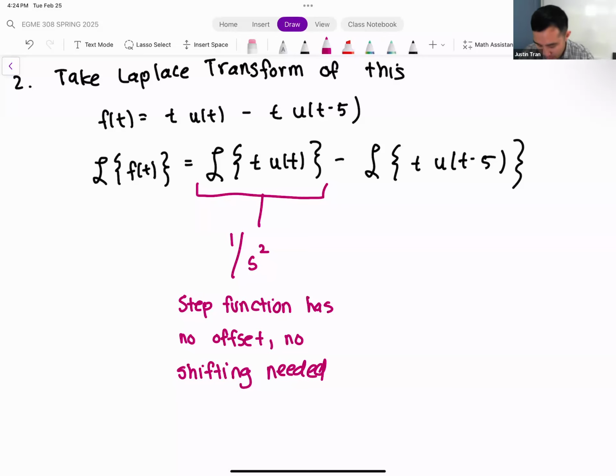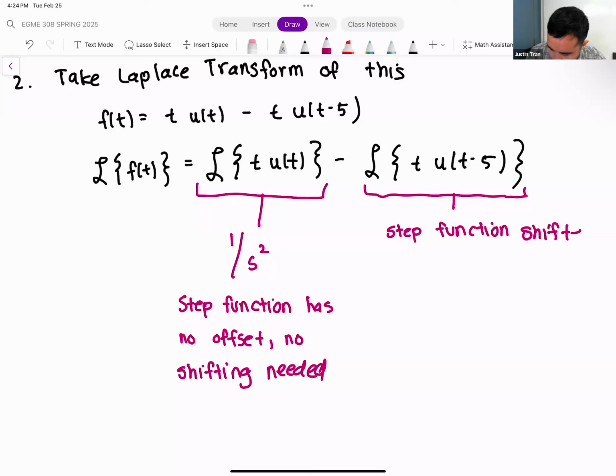Now the second term. So the second term, we do have a shift. In this case, our step function is actually shifted by a factor of 5. Okay. So we are going to need to apply the second shifting theorem here. But we need to be careful when we're applying this, because if you look at this, this function actually does not have the same value of t inside and outside of the step function.